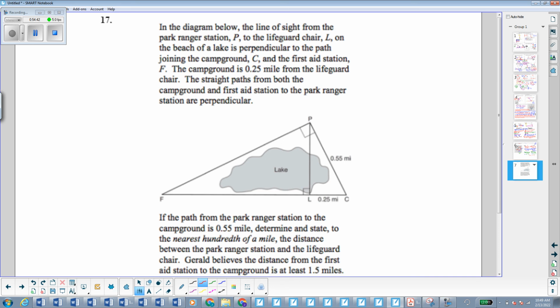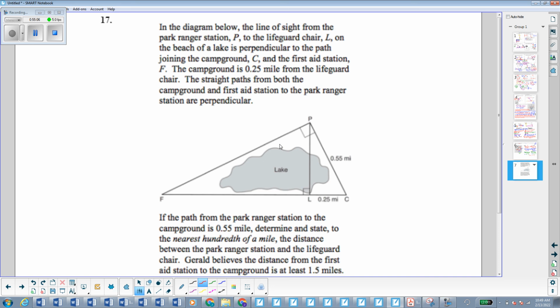The straight paths from both the campground and the first aid station are perpendicular. So that explains why we have the right angle here as well. The path here is perpendicular to the path here. So that explains why we have a right angle. So I didn't really read the rest of the question yet, and I'm going to in a second, but already I'm seeing a couple of things to look out for.